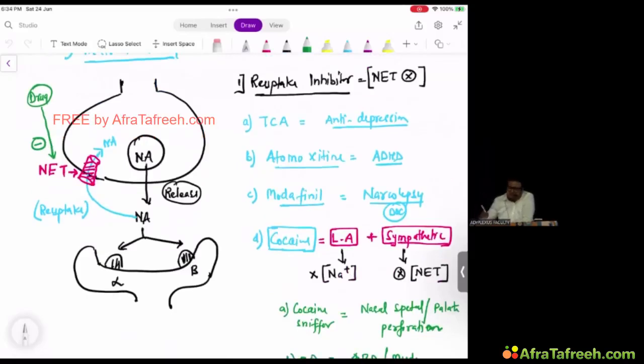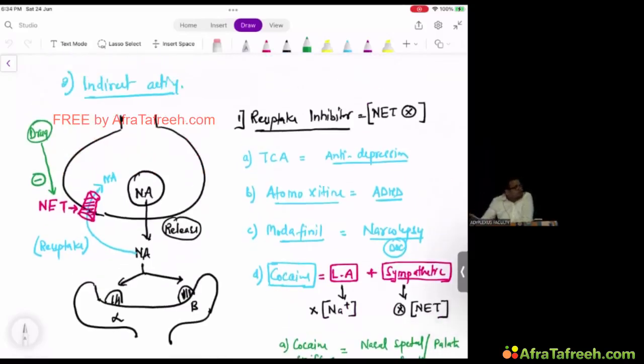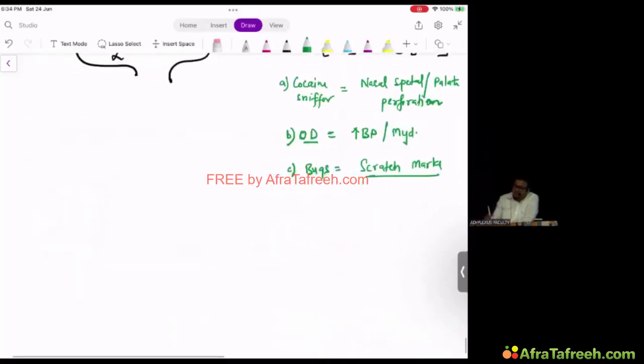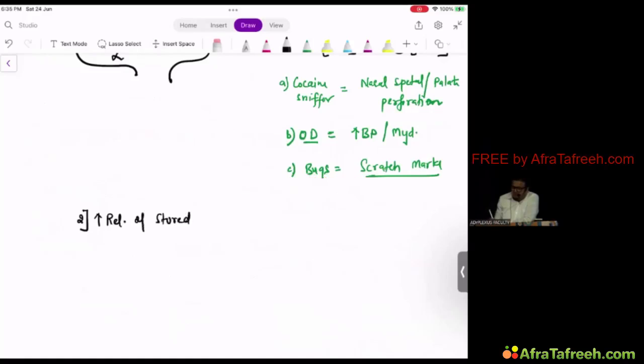These are reuptake inhibitors, the first mechanism of indirect action. Understood? Narcolepsy, etc. will come in detail again. These are indirect reuptake inhibitors, indirect action. Now we have a drug which does not act as a reuptake inhibitor, but the drug comes and causes increased release of stored Na. So we have the second mechanism, which causes increased release of stored Na.